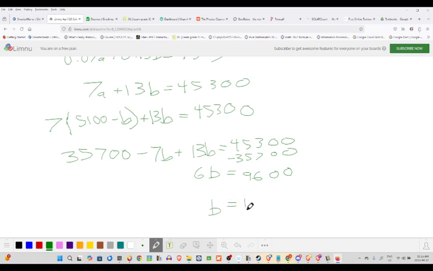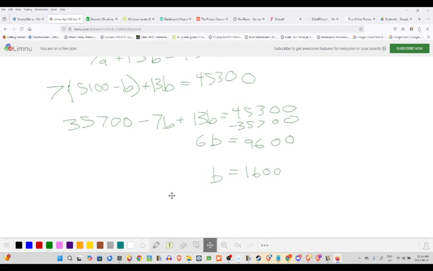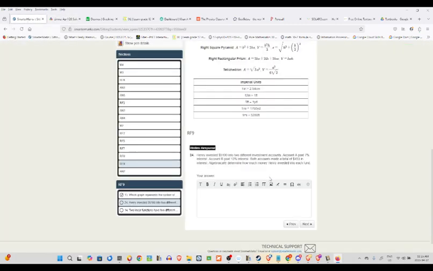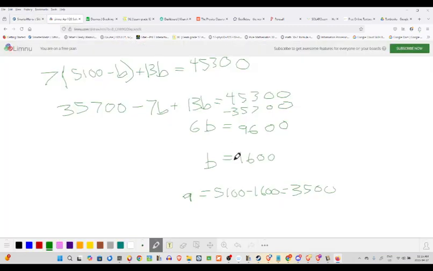So for B, we divide that by 6. 6 goes into 9 once, goes into 36 6 times. So that would mean $1,600 in account B. And 5,100 minus 1,600 is 3,500 in account A. Okay. So it is always good to double check that. We could see that 1,600 plus 3,500 adds up to 5,100.